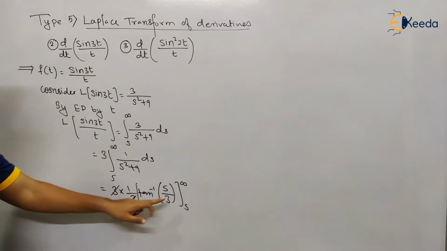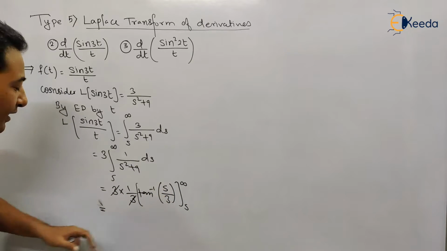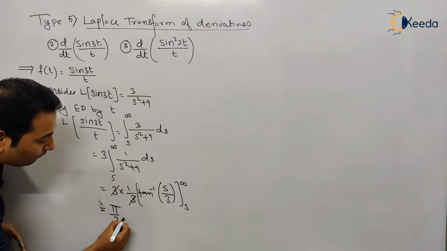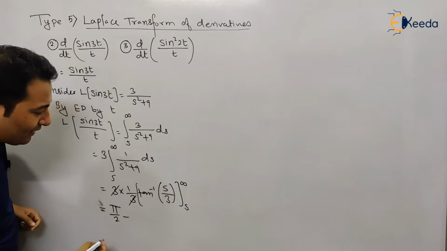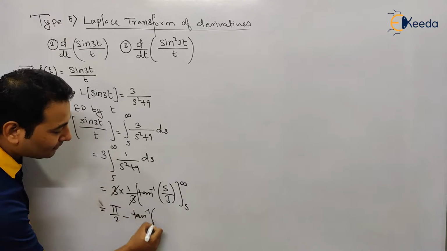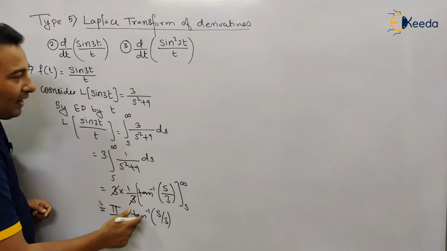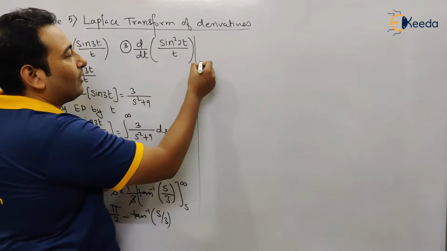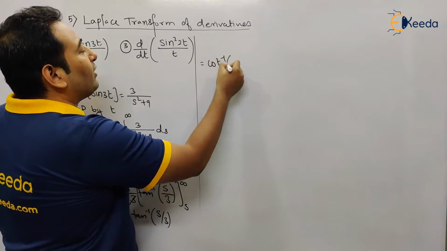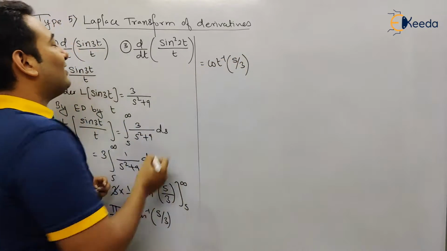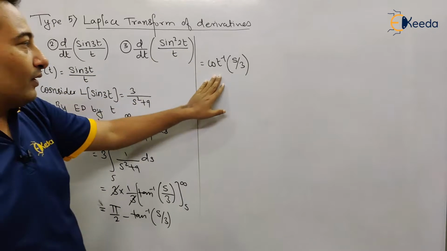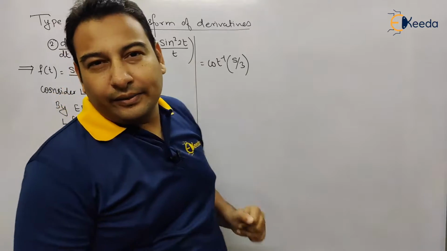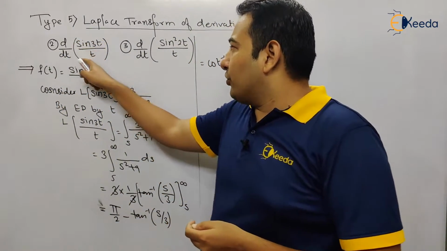That will be equal to, if you put infinity, tan inverse infinity, that is pi by 2, minus. If we put s, that will remain as it is. In short, pi by 2 minus tan inverse of s by 3 is what? Cot inverse of s by 3. So this is the required solution for Laplace of sine 3t upon t. What next? We got the solution for this.